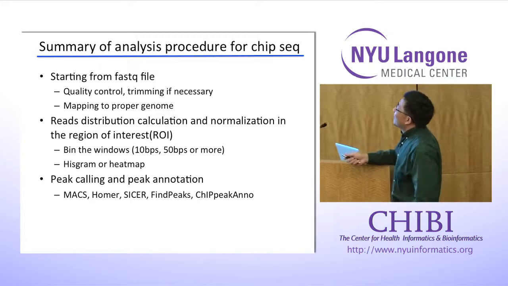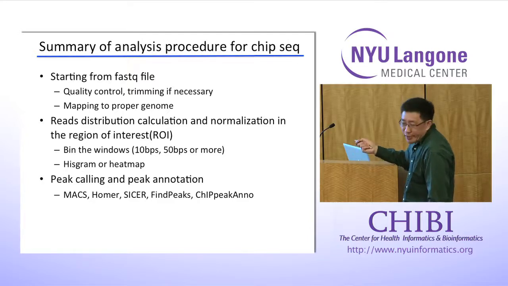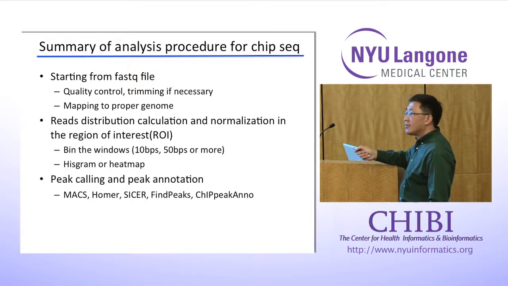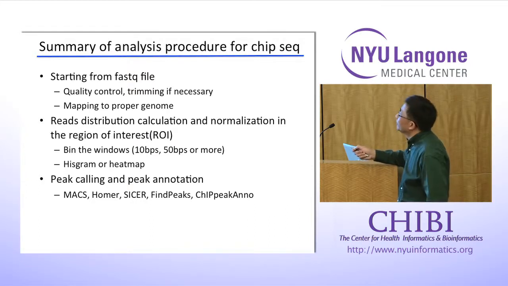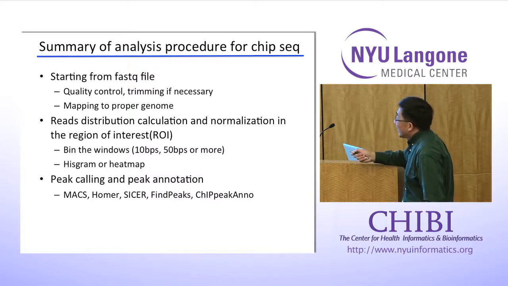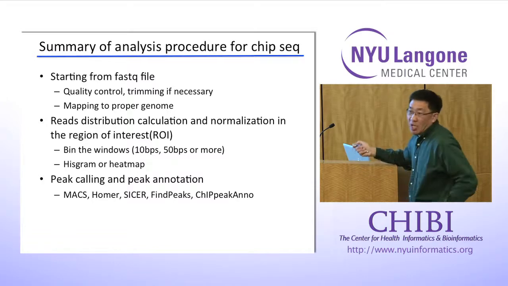Here is the summary of the ChIP-seq data analysis procedure. We start from, of course, the FastQ file and do quality control. This quality control is sequence-level quality control. And then we map that to the proper genome, and we do read distribution calculation, normalization, and so on and so forth. And then we do the peak calling.